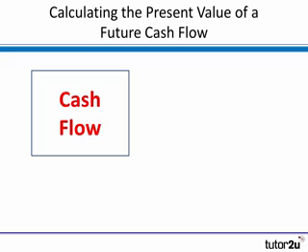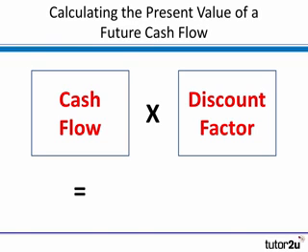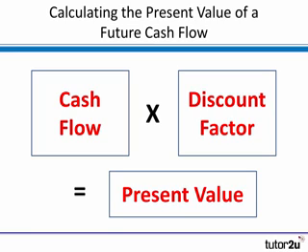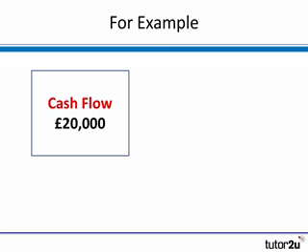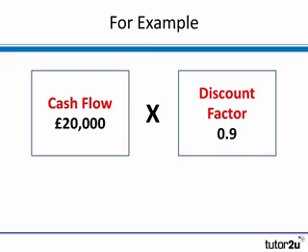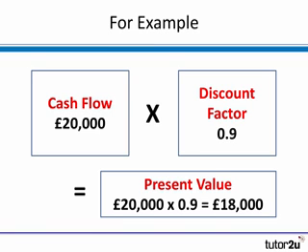To calculate the present value, the value now of a future cash flow, you take the cash flow and you multiply it by the discount factor to give the present value. So you take the cash flow, times it by the discount factor, and that should equal the present value. So let's have a look at an example. Let's say the cash flow was £20,000. Let's say that the discount factor, perhaps it was a 10% discount factor in a year's time, roughly 0.9. So the present value of that £20,000 is actually £18,000. That's the value now of that 20,000 cash flow, discounted from the future.